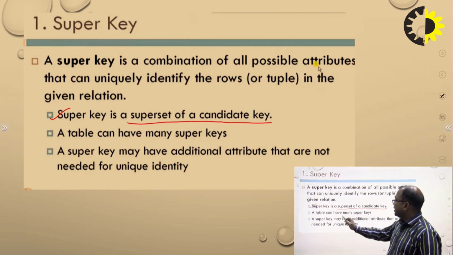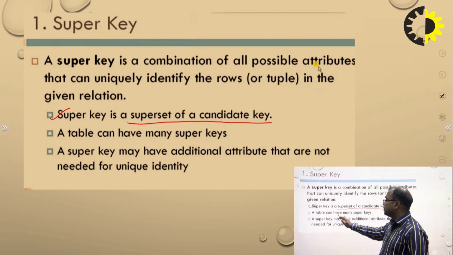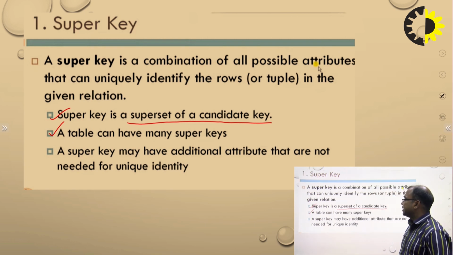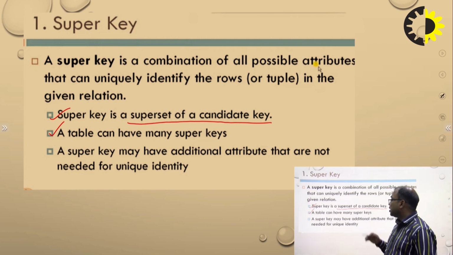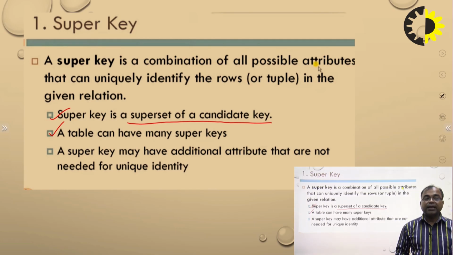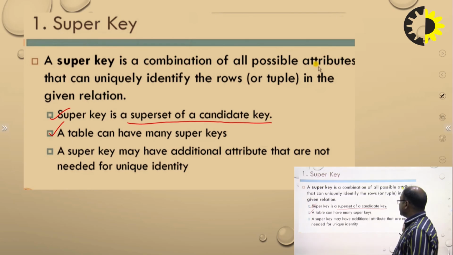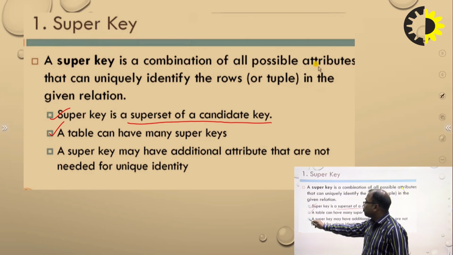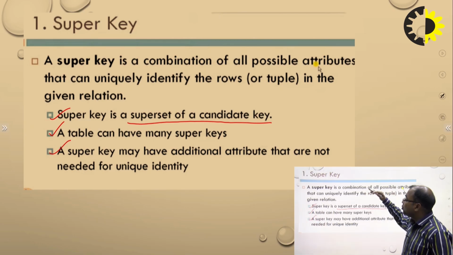Next is that a table can have many super keys. So if you talk about any table, it is not fixed, it may have several super keys inside it. Next point is that a super key may have additional attributes that are not needed to uniquely identify. This is the third point from the super key. So this is all about your super key.